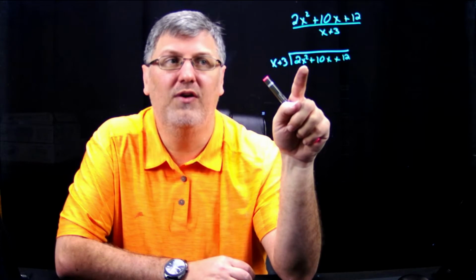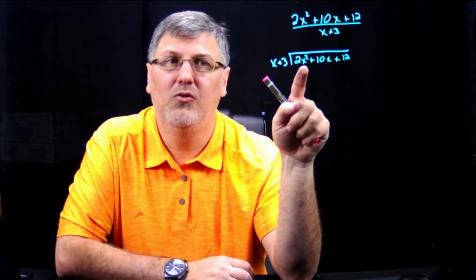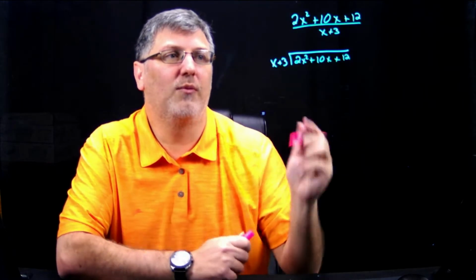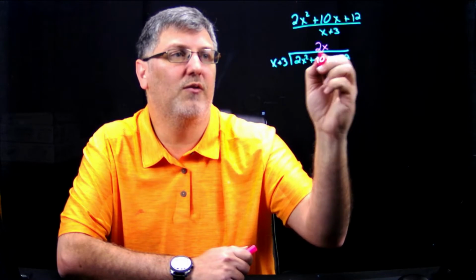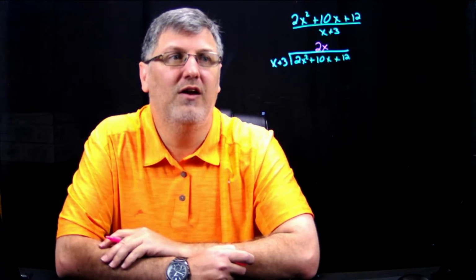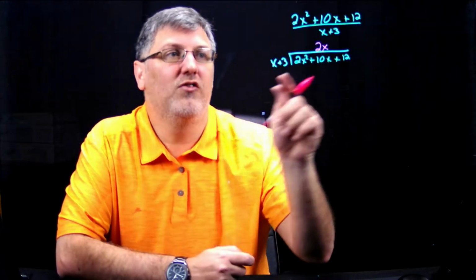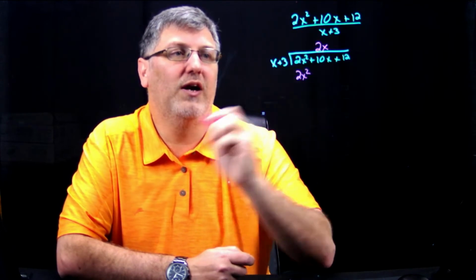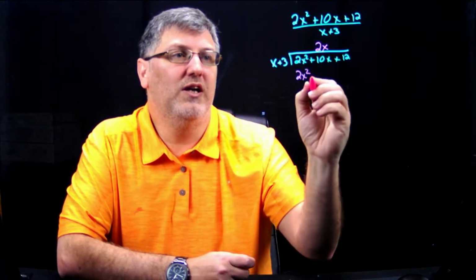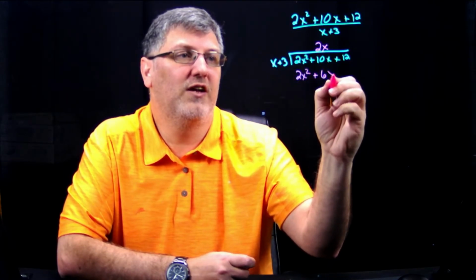and I'm going to ask myself, how many times does x go into 2x squared? Well, it's going to go in 2x. And I'm going to put this in my x column like you learned to do in elementary school, keeping everything in columns. And then I'm going to multiply it out. 2x times x gives me 2x squared. And then 2x times 3 gives me a positive 6x.